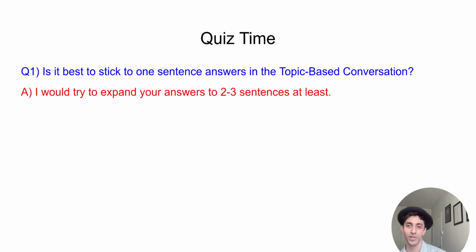I would try to expand your answers to 2 to 3 sentences at least. That's 2 to 3 sentences per answer, if you can. So, for the topic-based conversation in particular, it is better to expand your answers if you can. Of course, the accuracy definitely matters too. Try and expand your answers as long as you're confident that you can do so correctly.